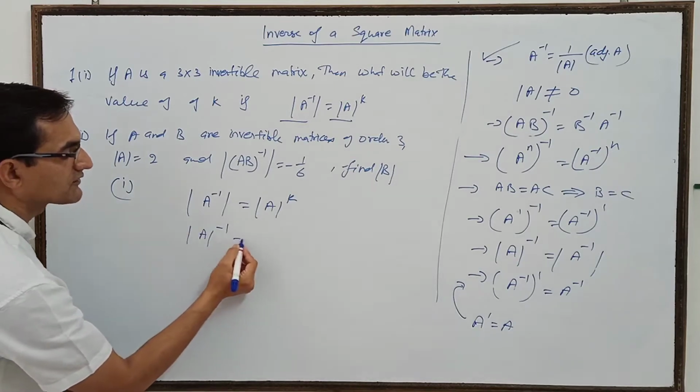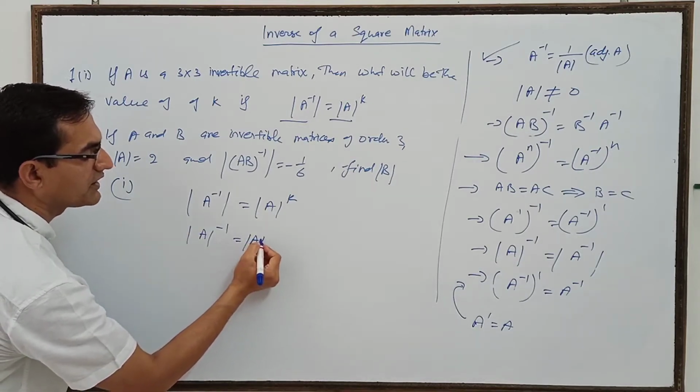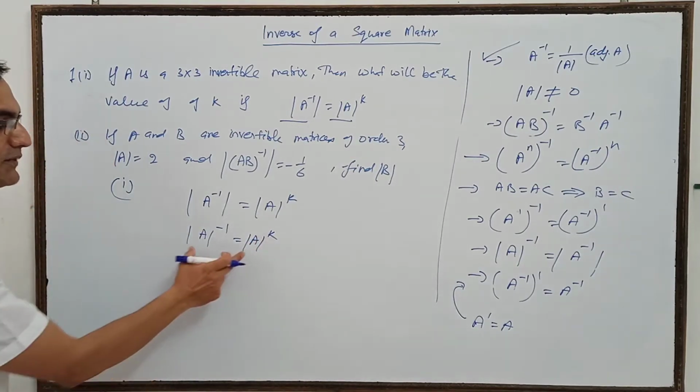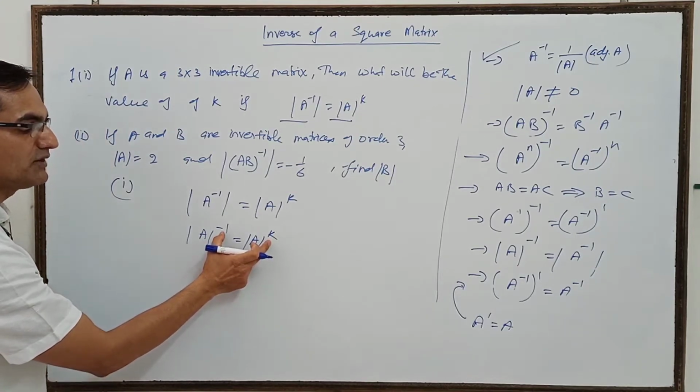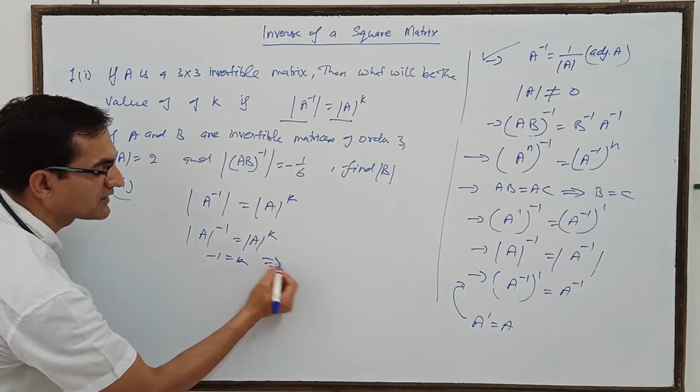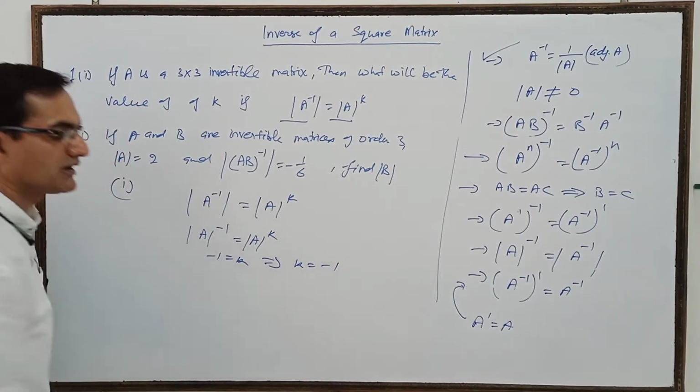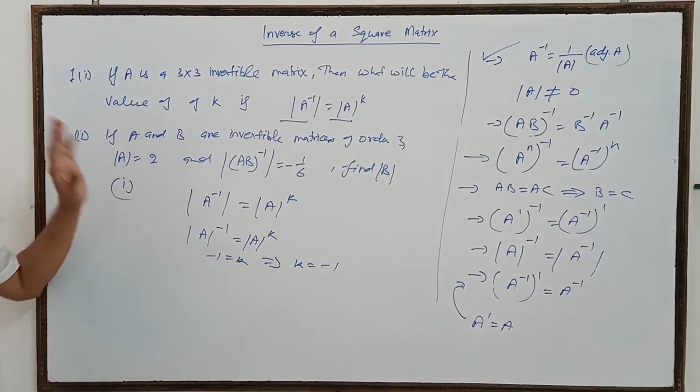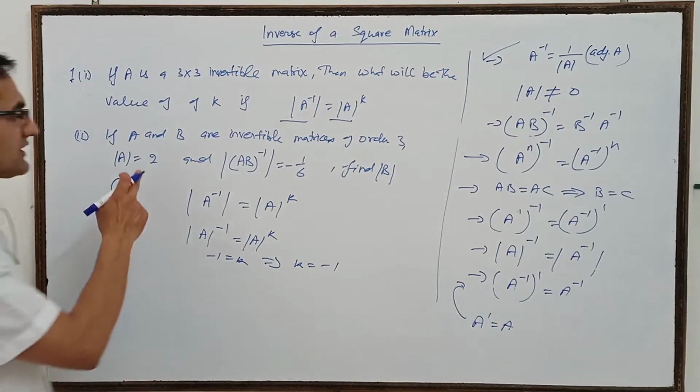Now this is equal to determinant of A to the power K. Now the bases are the same, so the powers will also be the same. So minus 1 is equal to K, or this implies that K is equal to minus 1. This is the first part. Now let's come to the second part.